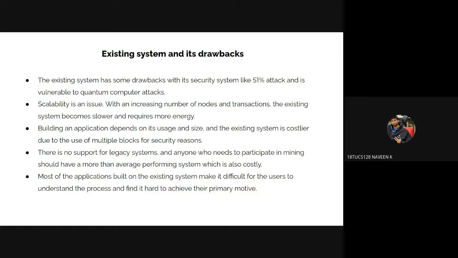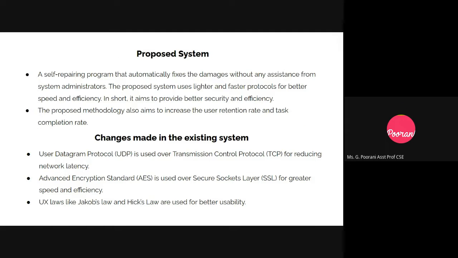Okay, next thing, the proposed system. In our company project, we propose a self-repairing program that fixes the damages without any assistance from system administrators. So there are no 51% attacks of that kind, and it is also lighter, and it uses faster protocols for better speed and efficiency.